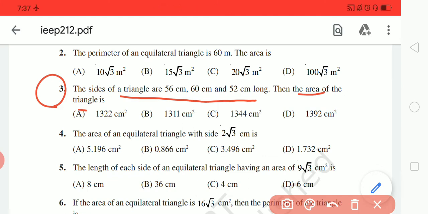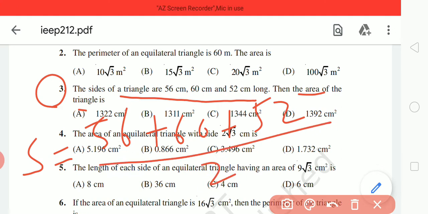So we use the Heron formula. For that we will first find S, the semi-perimeter, that is the sum of the sides, 56 plus 60 plus 52, divided by 2. At first we will find this sum: 6 and 2 is 8, 5 and 6 is 11, 11 and 5 is 16, right? Check it again: 6 and 2 is 8, 5 is 10 and 6 is 16, divided by 2.